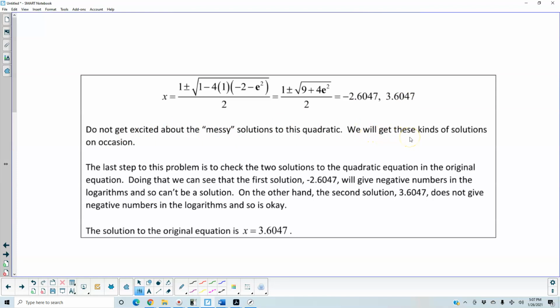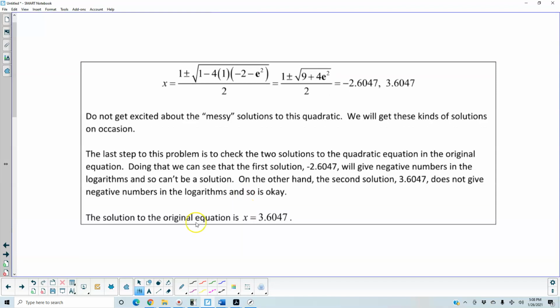So do not get excited about the messy solutions to this quadratic. We will get these kinds of solutions on occasion. The last step to this problem is to check the two solutions to the quadratic equation in the original equation. Doing that, we can see that the first solution, -2.6047, will give negative numbers in the logarithms, and so it can't be a solution. On the other hand, the second solution, 3.6047, does not give negative numbers in the logarithms, and so it's okay. So the solution to the original equation is x = 3.6047.